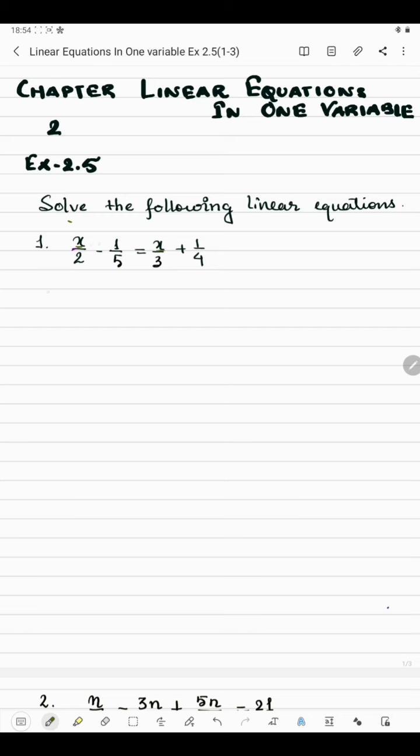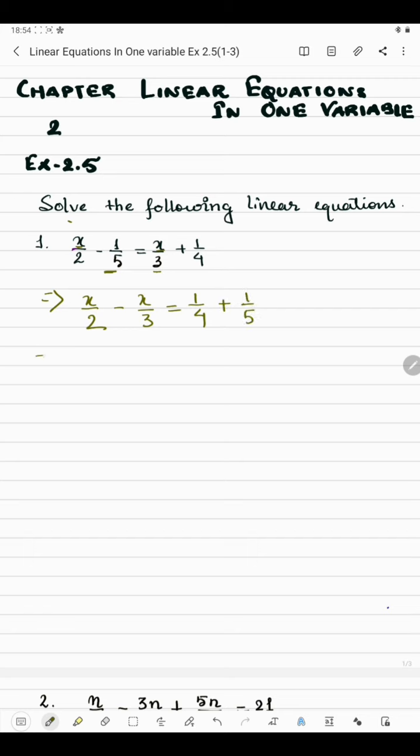Okay, so at first, wherever we see the term with the variable, we will put that on the same side. Like here, x by 2 is there, which is a term with the variable, so we will put this on the left hand side, and x by 3 will be transposed to the left hand side. So plus x by 3 will be minus x by 3, now equal to sign. Now 1 by 4 is there on the right hand side, so we'll put 1 by 4 at first, and then minus 1 by 5 will be transposed to the other side, so minus will be plus.